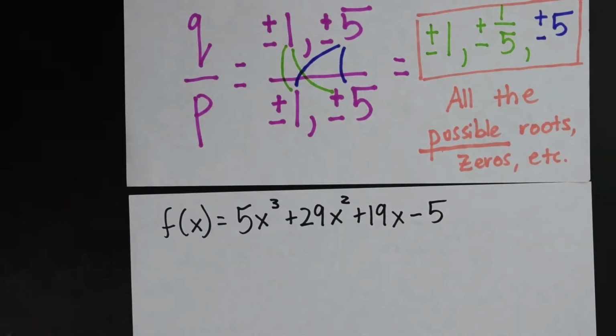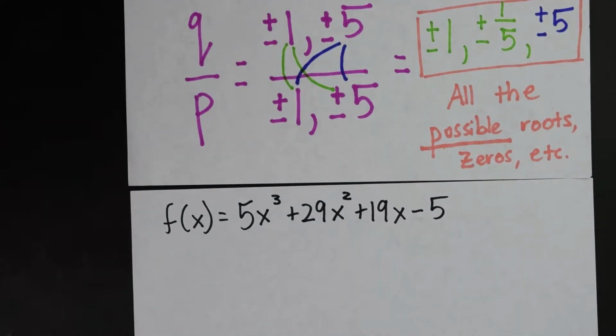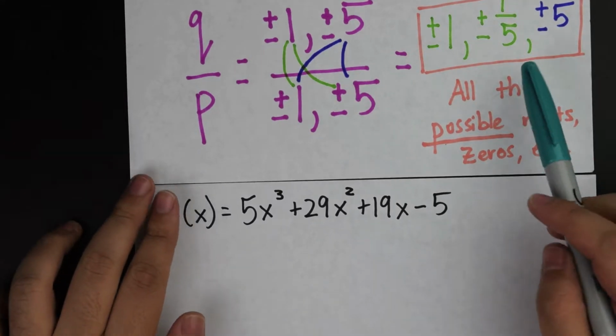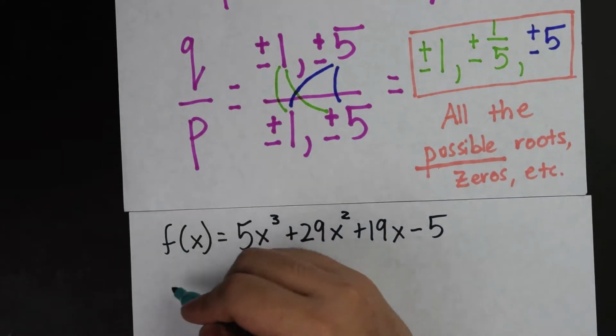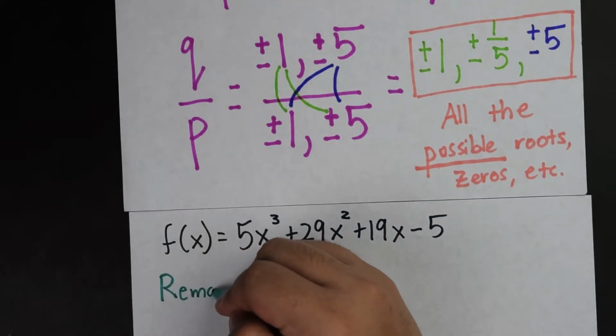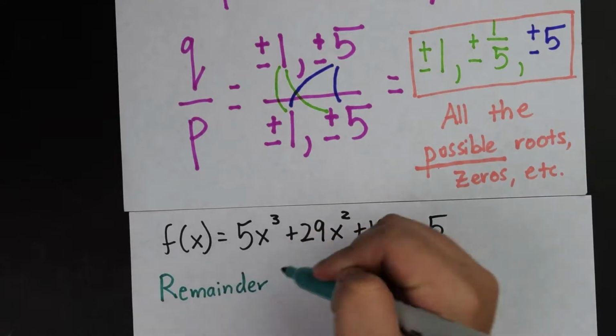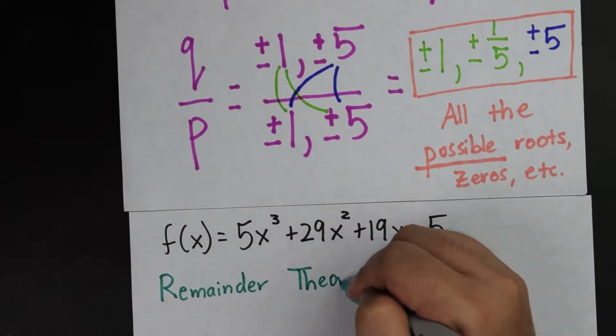Okay? And so when I am looking for all the possible zeros for this equation, the thing about this is that, as I mentioned before, these are my possible roots. And so using the remainder theorem, I'm going to write the remainder theorem here, I'm going to try to find at least one root for now. Okay, so remainder theorem, it's time for me to do that.